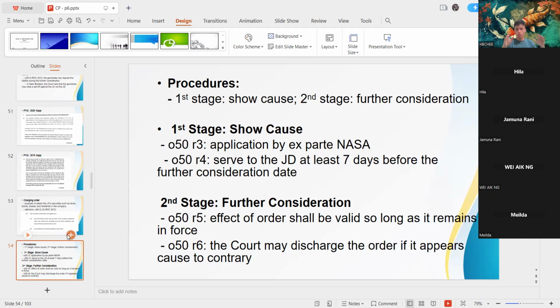The application is by way of ex parte notice of application supported by affidavit. Then Rule 4 says that the notice of application has to be served on the judgment debtor at least 7 days before the date of further consideration. Then the next stage is the further consideration. Under Order 50 Rule 5, the order shall be valid so long as it remains in force. However, under Order 50 Rule 6, the court may discharge the order if cause to the contrary appears.